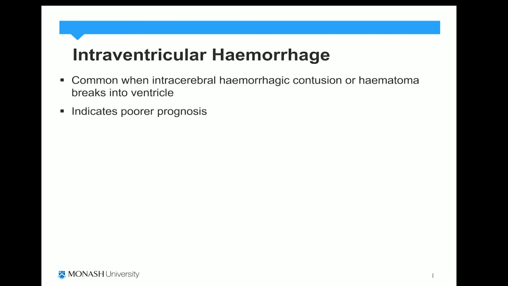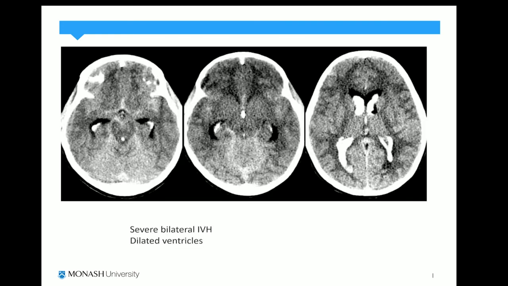Bleed in the intracerebral area can also spill into the ventricles, and normally that indicates a very poor prognosis. So here we have severe bilateral bleeding within the ventricle spaces, and you can see the anterior as well as the posterior horns are affected. You can also see that the ventricles are dilated and that the brain parenchyma, the gray-white matter differentiation, is very poor.